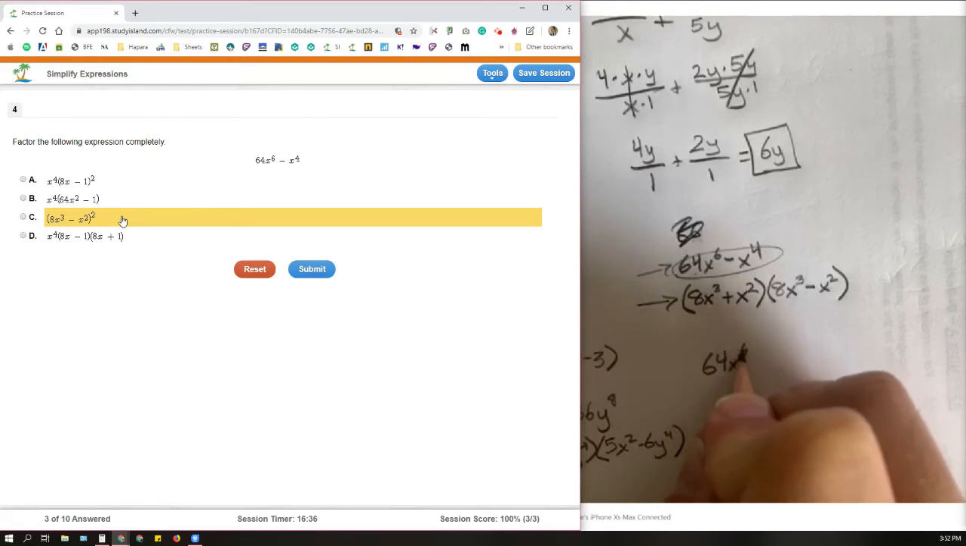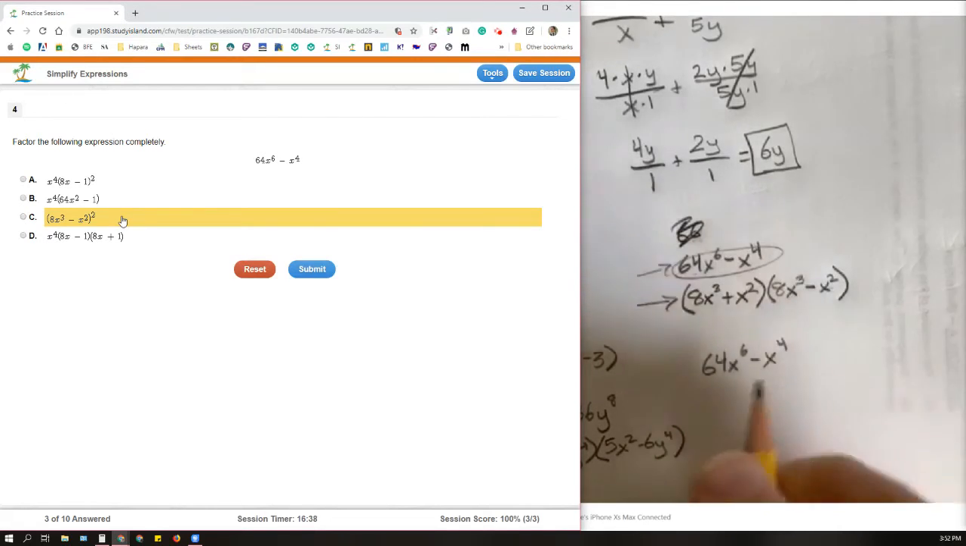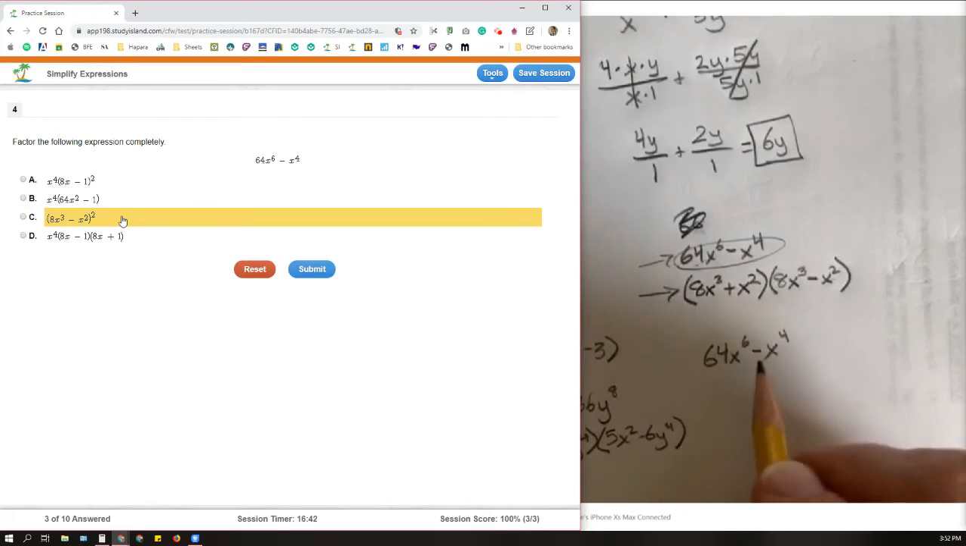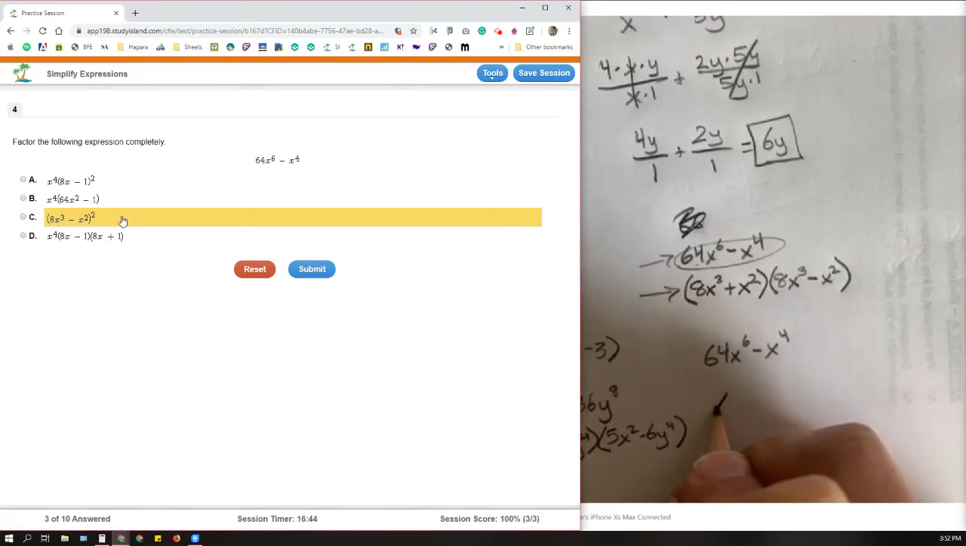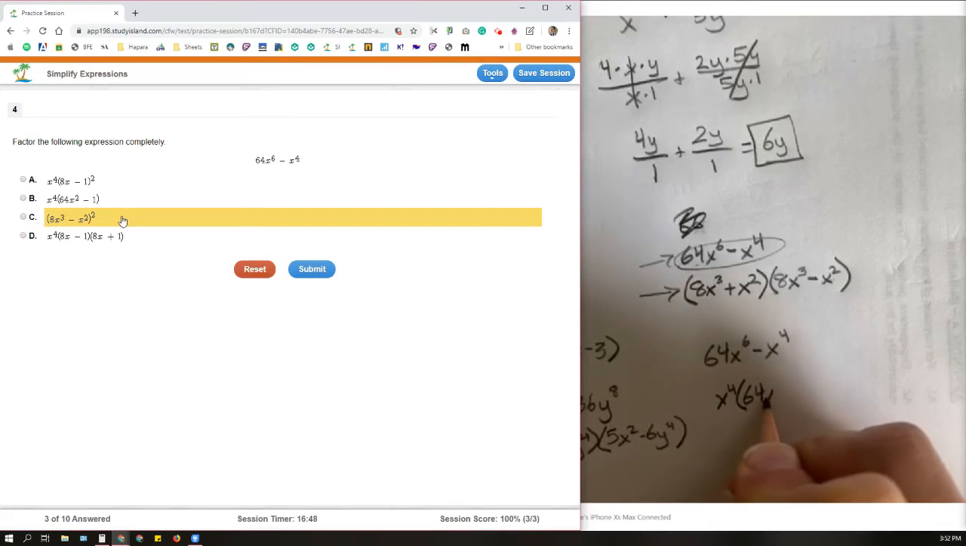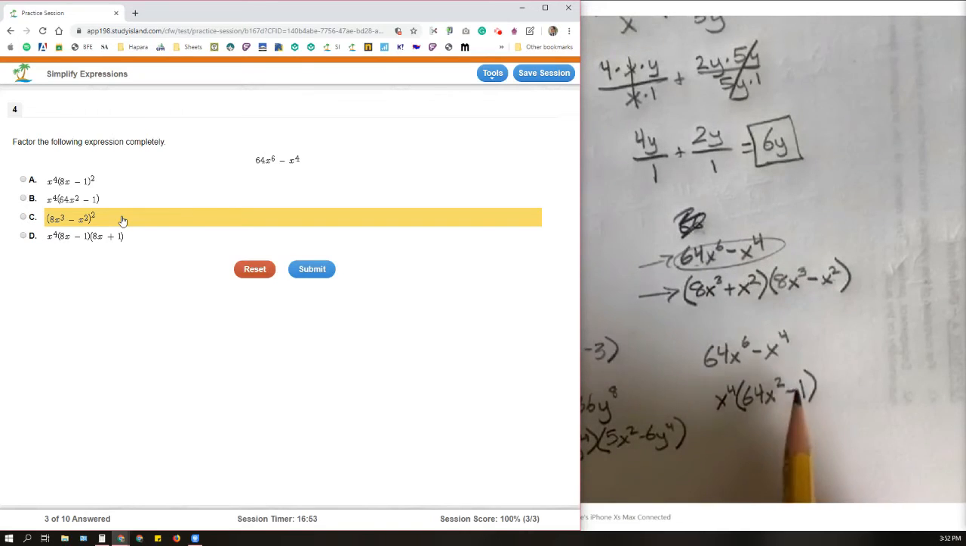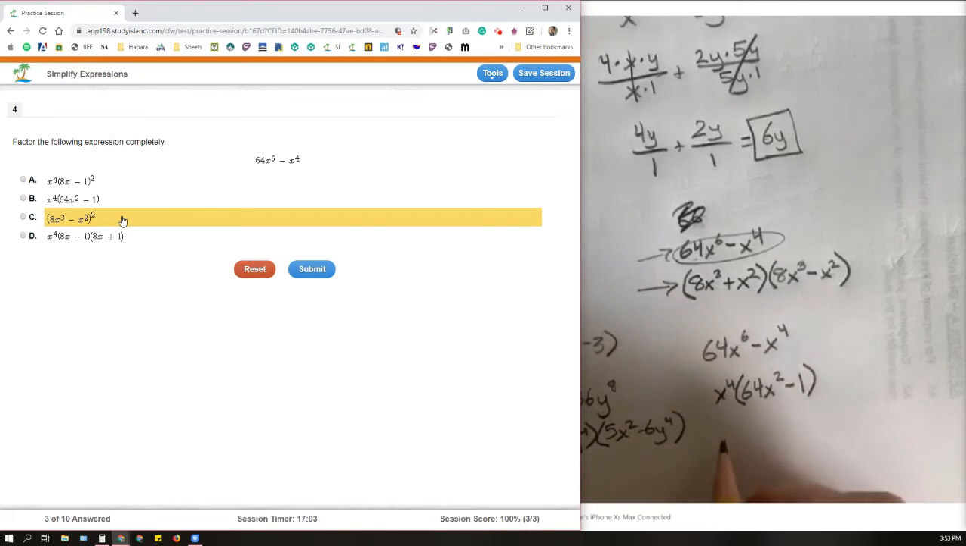64x to the sixth minus x to the fourth. What do both of those terms divide by? The answer is x to the fourth. I can rewrite this as x to the fourth times 64x squared minus 1. Because x to the fourth times 1 is x to the fourth, and x to the fourth times 64x squared is 64x to the sixth. This is still the difference of two squares, because 1 is a perfect square. So now I can write it this way.